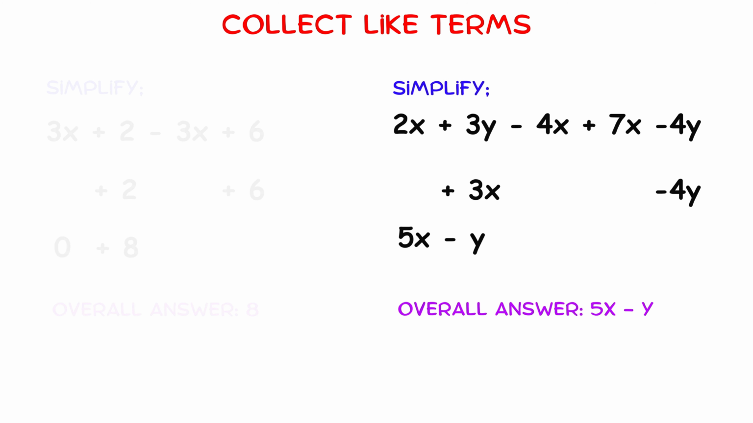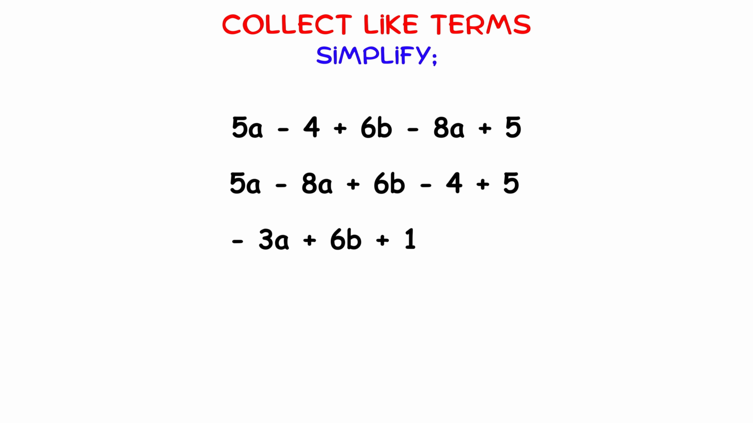For this next one, we've got 3x terms and 2y terms, so starting with the x's again, you do 2x minus 4x plus 7x, which is 5x, and then for the y's, you have to do 3y minus 4y, which is minus 1y, or just minus y, so your overall answer would be 5x minus y.